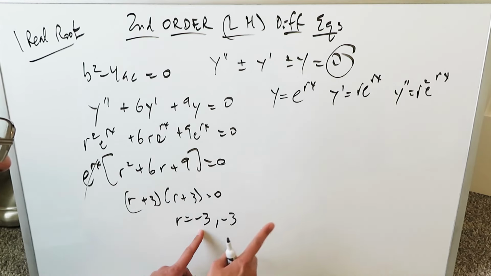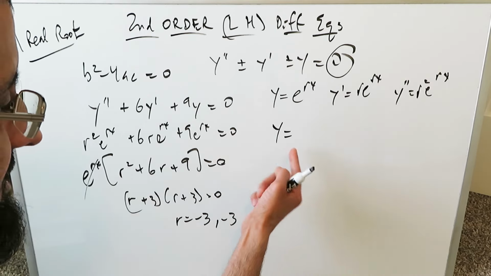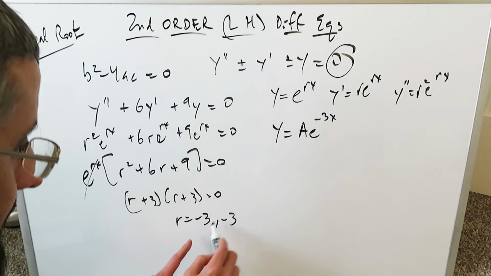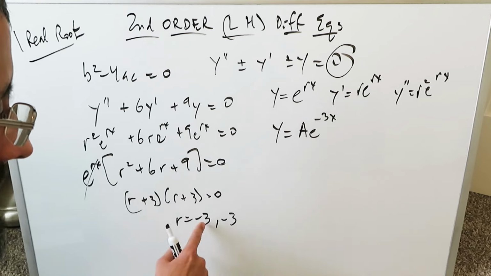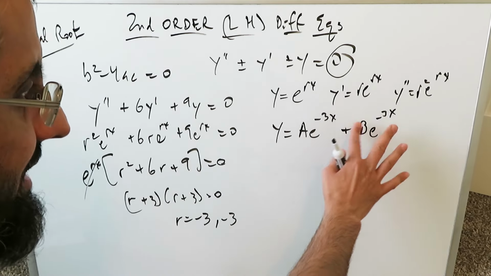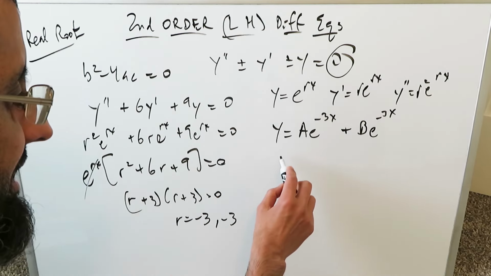Hence, you have one different real solution, even though you have two solutions, but they're identical. You can bring them in this general format here: a e to the minus 3x. Remember, these are your r values. They're coming here as rx, the r being replaced by your actual value, plus b e to the minus 3x. You see, they're identical.